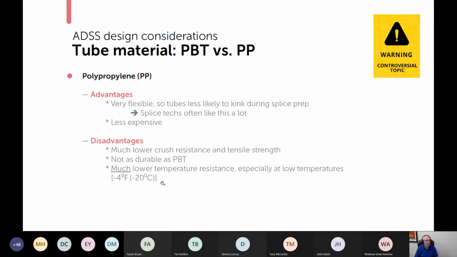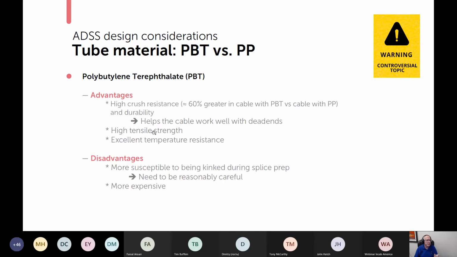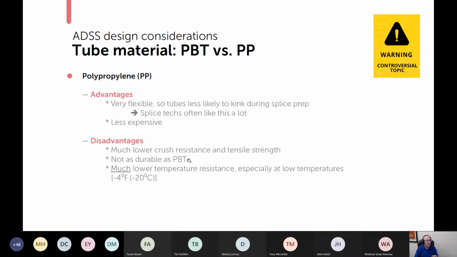Something I made a mental note of, but then forgot to actually put in the presentation, is that PBT during splice prep also breaks cleanly when you're entering into the tubes. That's an advantage for it. In contrast, polypropylene tends to tear. So you don't get a nice clean edge on the end of your buffer tubes. And so that's a disadvantage for polypropylene as well.